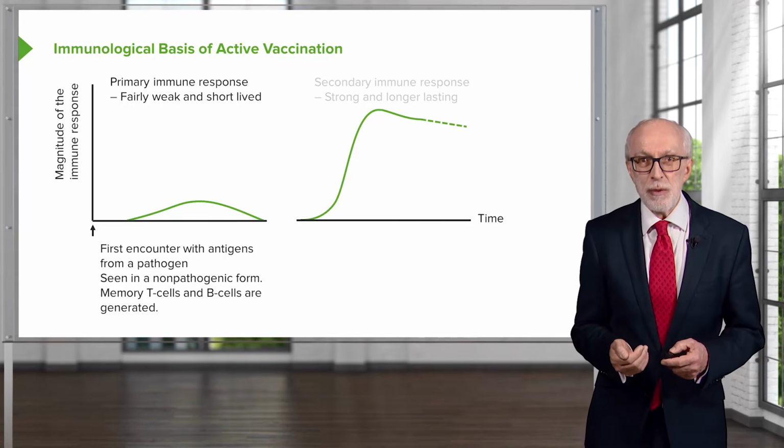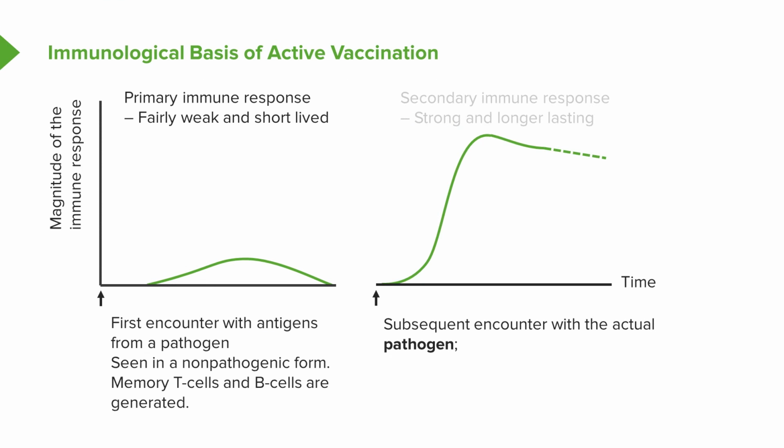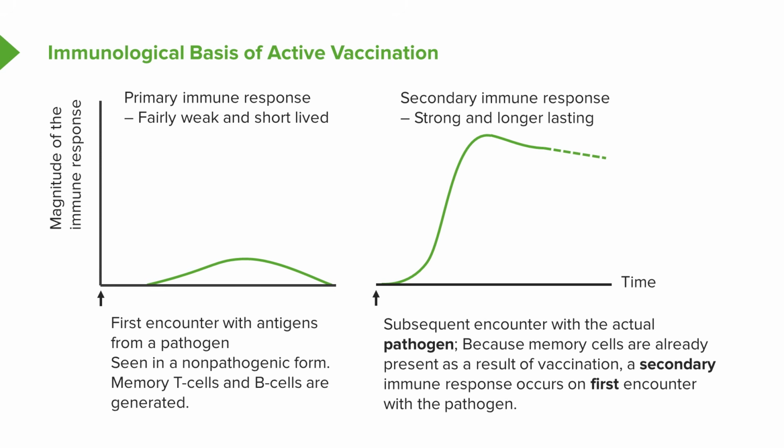Looking at the secondary immune response, if the subsequent encounter is with the actual pathogen itself, the individual goes straight into making a secondary immune response because the primary immune response was elicited by the non-pathogenic form. And now there is a secondary immune response which is strong and long-lasting, and this occurs in response to the actual pathogen upon the first encounter. So because memory cells are already present as a result of the vaccination, a secondary immune response occurs on the first encounter with the pathogen.